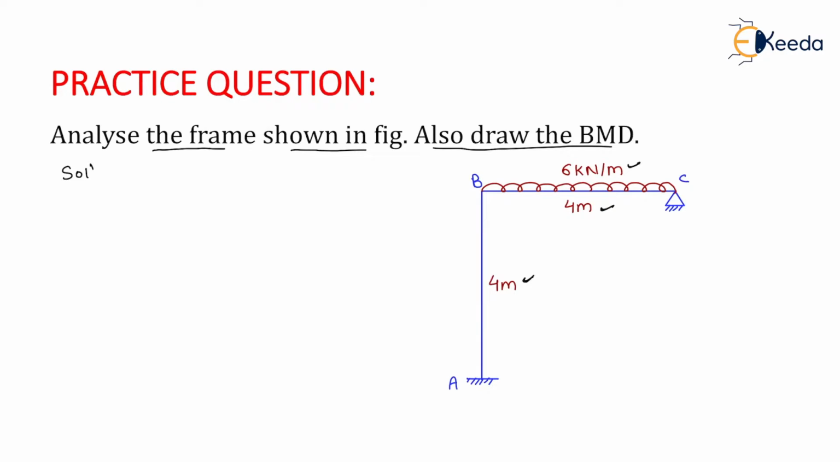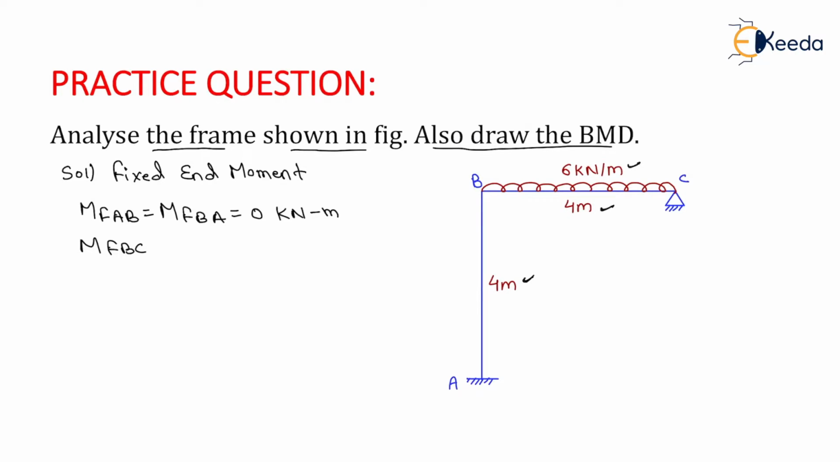So, for finding the fixed end moments, we know that the fixed end moment of AB will be equal to fixed end moment of BA will be equal to 0 kilonewton meter, because there will be no external loading acting in span AB, so the fixed end moment will be equal to 0.